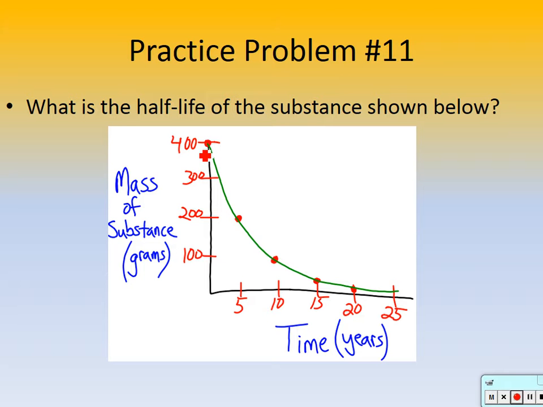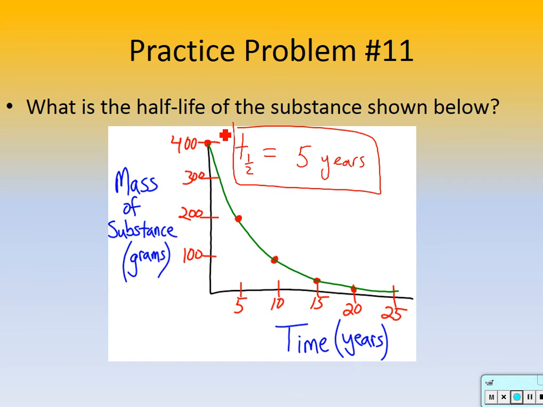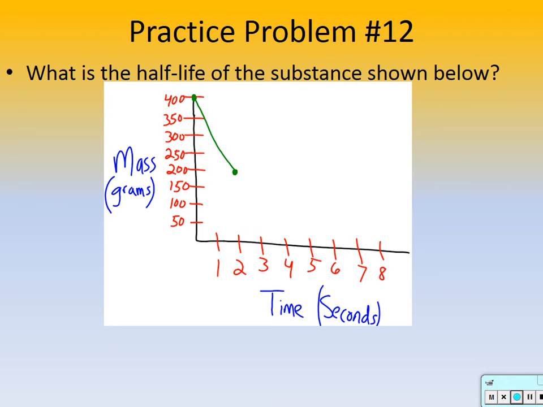So what's half of 400 grams? 200. Well, how long did it take to decay down to 200 grams? You look down here, that amount of time took 5 years. So there's your half-life. Sometimes you'll see chemists write T to the 1/2 like this. That's kind of how they write half-life. So the half-life is 5 years. Okay, good job. Let's see if you guys can do 12.